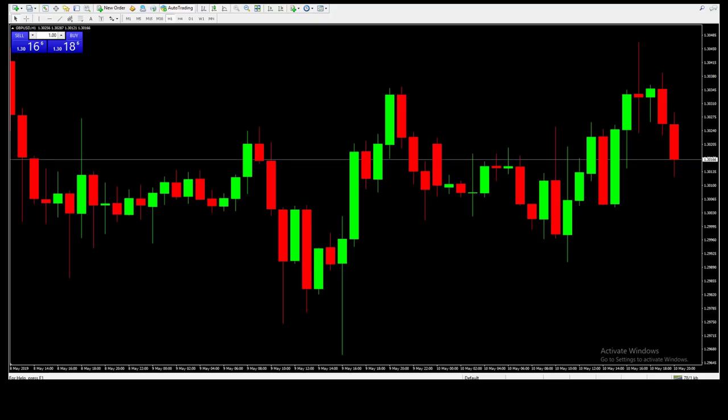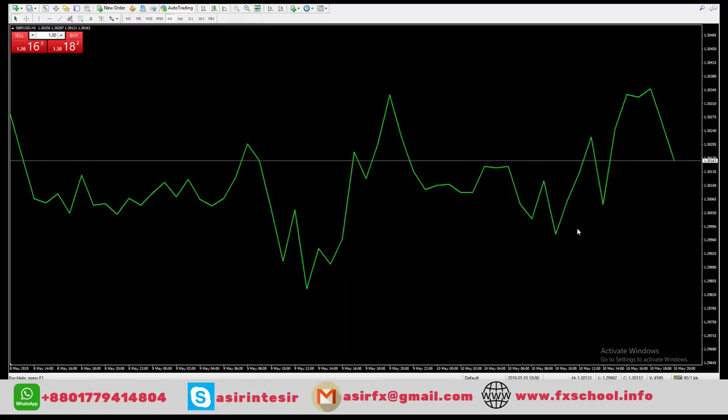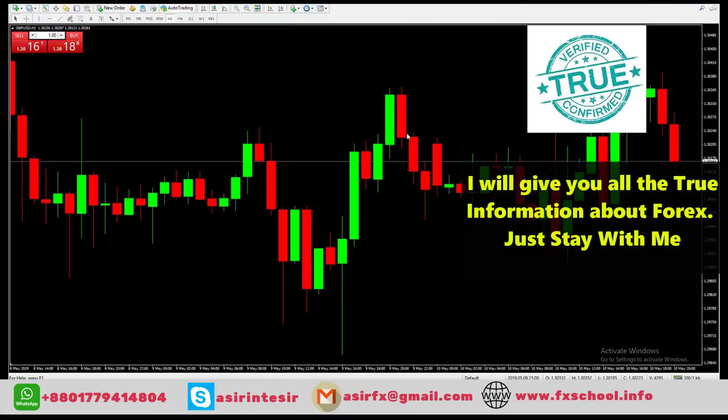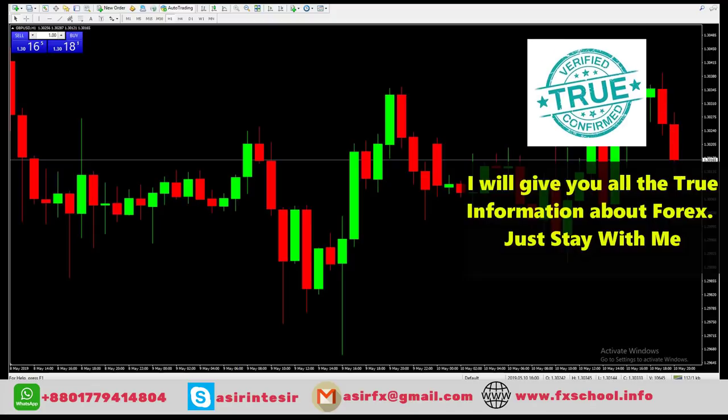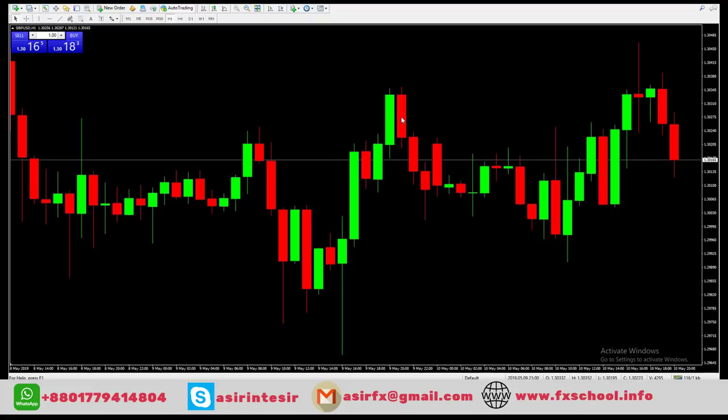So at first I'm going to discuss what a candlestick is. In MT4, when you open the chart, sometimes you can see your chart this way, or sometimes this way. So this is the candlestick. Everything you can see, some are green and some are red. In one video I show you how to make it green and red. In every candle you can see that some candles are red and some are green. Every single one is a candlestick.